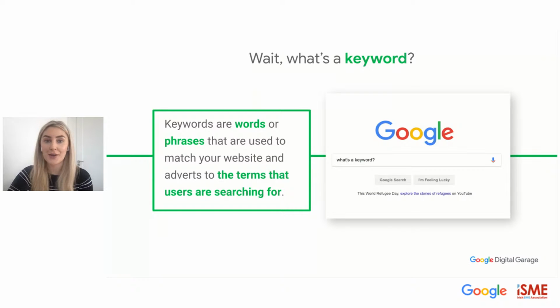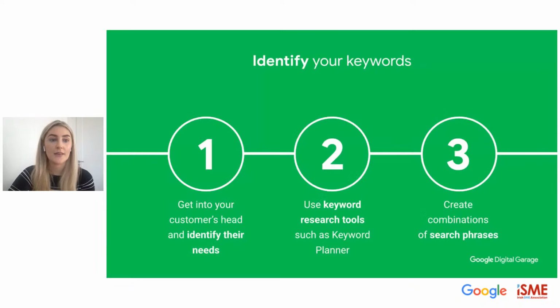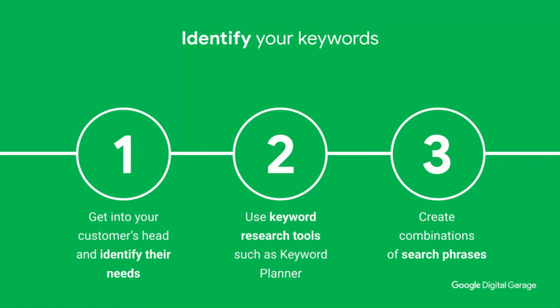So how can we choose our keywords? So choosing keywords requires you to follow 3 steps. So firstly, get into your customer's head and identify their needs. So think about what your audience actually needs, the terms that they would use to make their searches. List the keywords and phrases, and identify their path to purchase and overall consumer journey.